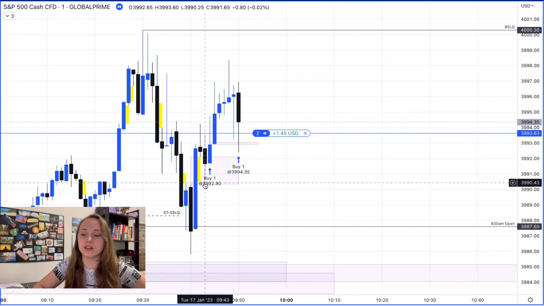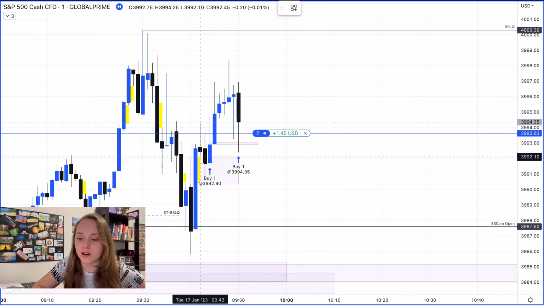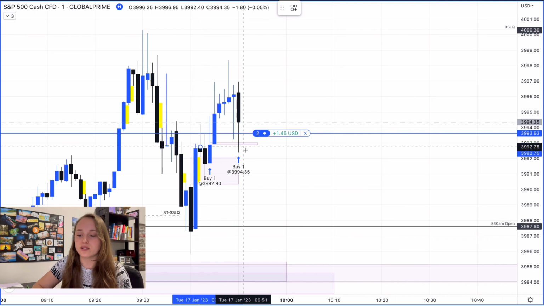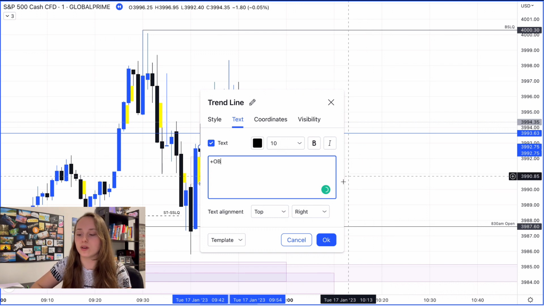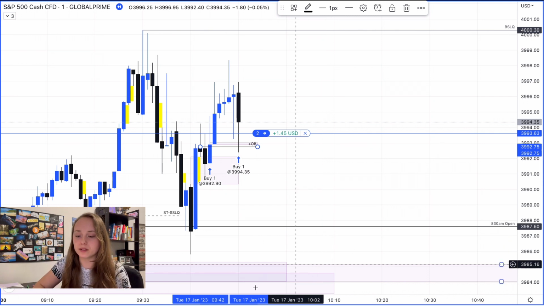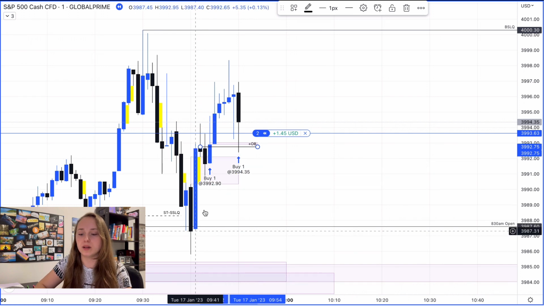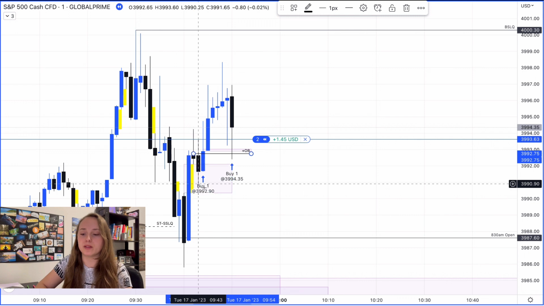And if you look, we came back down, and look, there's this order block right here. So that's a buy, plus OB, because it's a bullish order block. Okay. Remember, our stop loss is below this fair value gap, right below this wick.